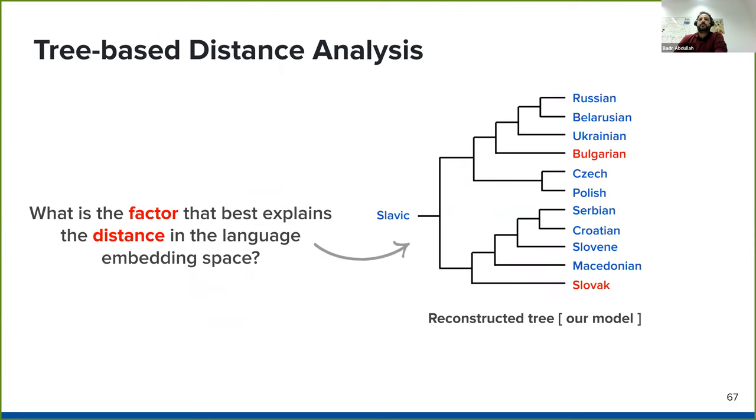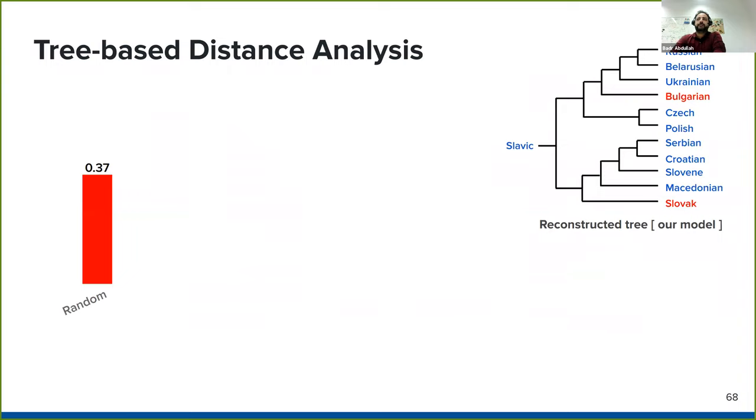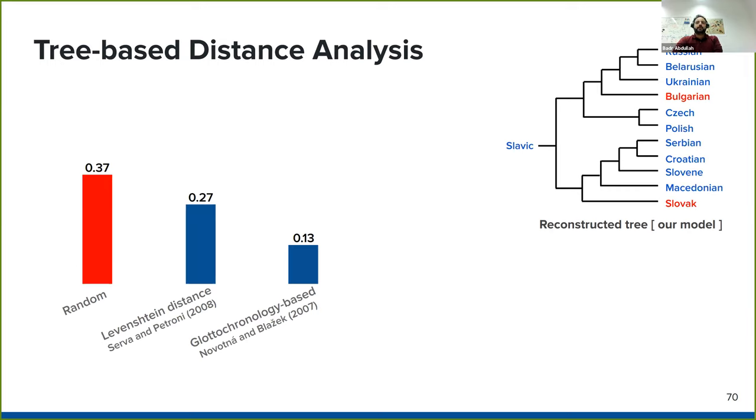And then we asked the question, what would be the factor that best explains the distance in the emergent language embedding space? For this, we did a tree-based distance analysis, because we don't have the underlying data points of these trees. If we compare this tree to a bunch of randomly generated trees and take the average, we get this value of 0.37. Then we compare this to two other phylogenetic trees from the literature. The first one is by Serva and Petroni. This is a somewhat controversial grouping of European languages, but we have taken only the Slavic branch from this.